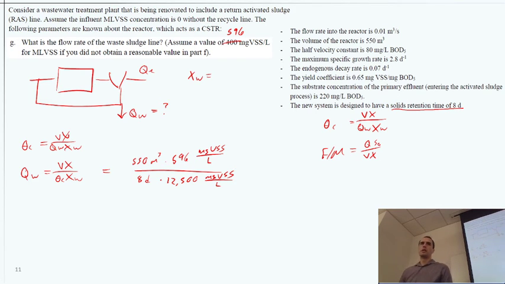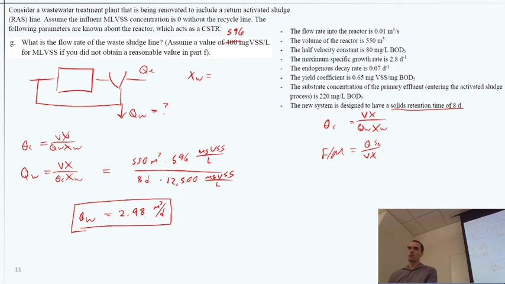And given that these are on different slides, it kind of makes sense if you didn't catch that. Certainly. Okay, so then we can solve QW, based on all that, is going to be 2.98 cubic meters per day. All right. Does that make sense?